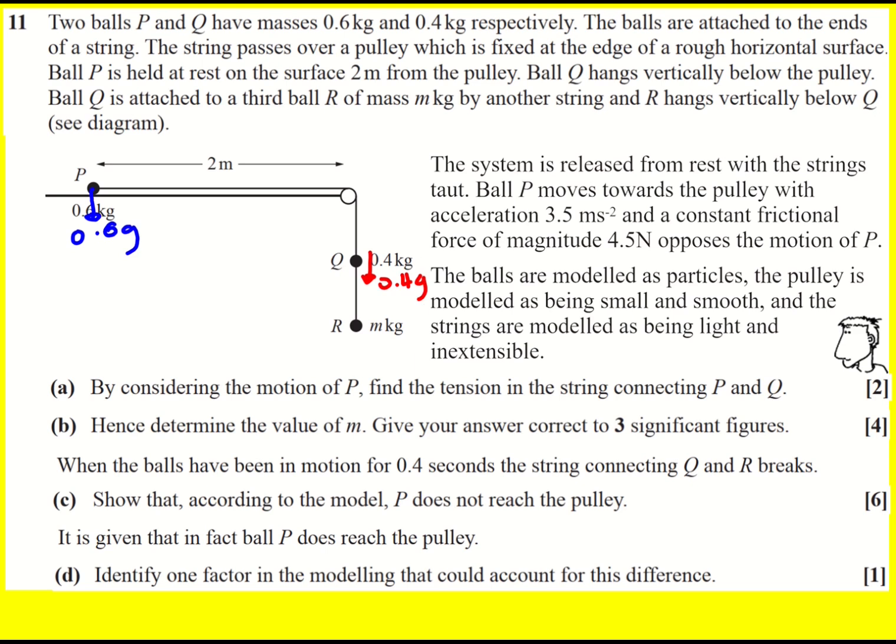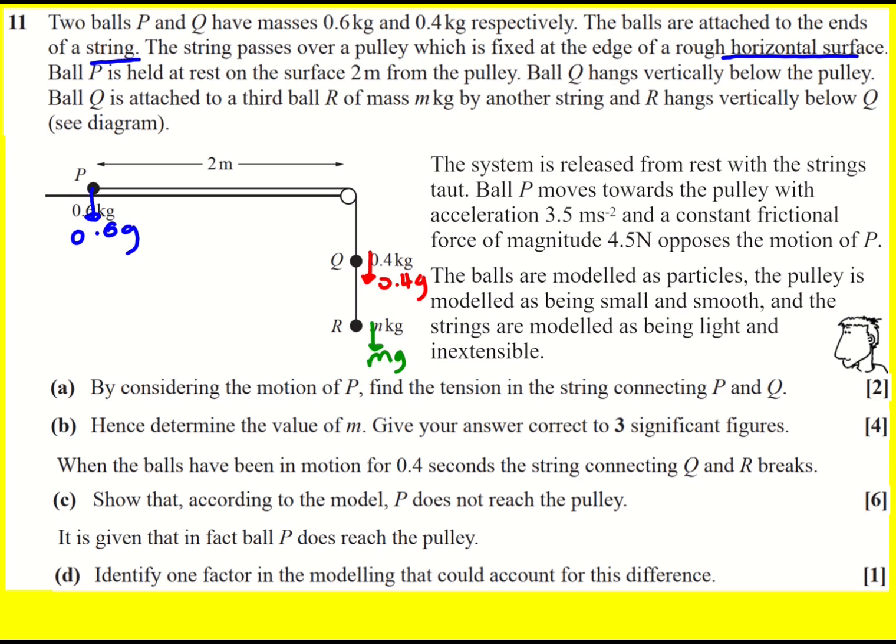They're attached to the ends of a string, so there's going to be some tension. I'll add the tension in a minute. We've also got a rough horizontal surface. P is held at rest on the surface 2 meters from the pulley, and Q hangs vertically below the pulley, and it's attached to a third ball R of mass m kilograms. So this is going to experience its weight of mg. And then R hangs vertically below Q.